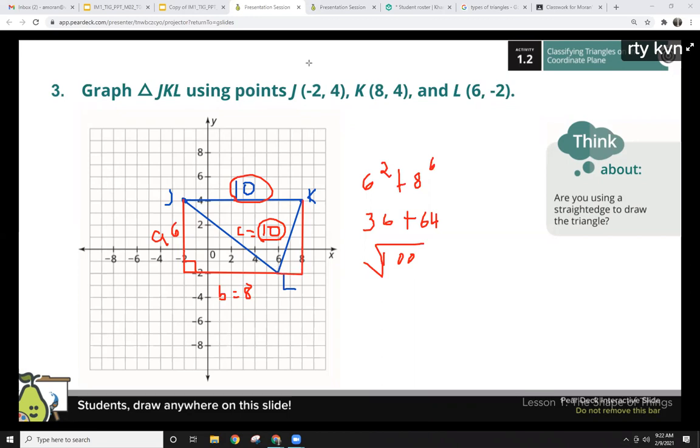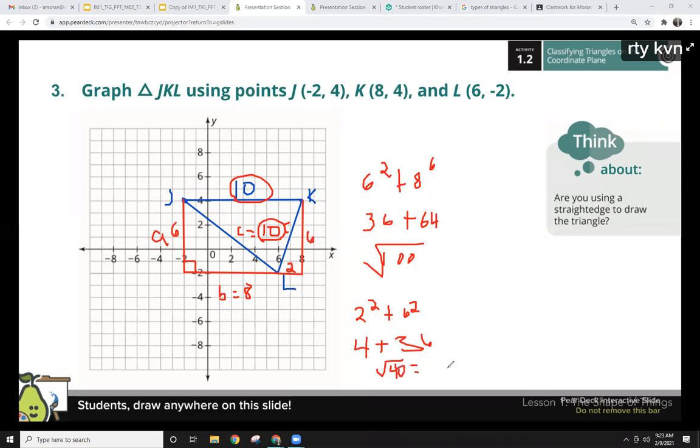And again, this is going to be our C for this right triangle. So we got 1, 2. So this is 2. And then from -2 to 4, that's going to be 6. So we have 2 squared plus 6 squared. 2 squared is 4, 2 times 2, and 6 squared is 6 times 6, which is 36. So then we have the square root of 40.